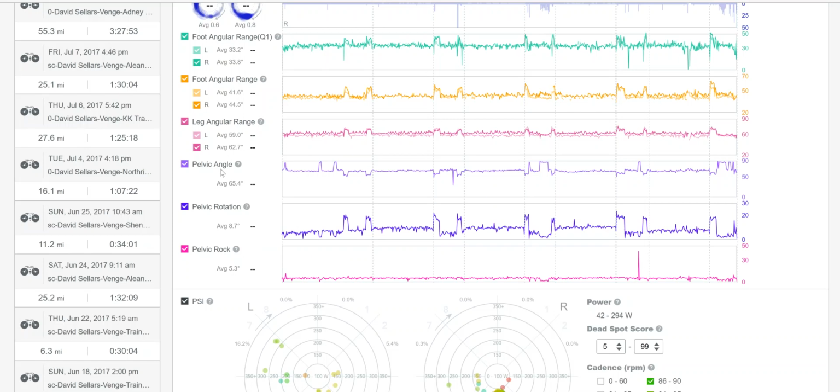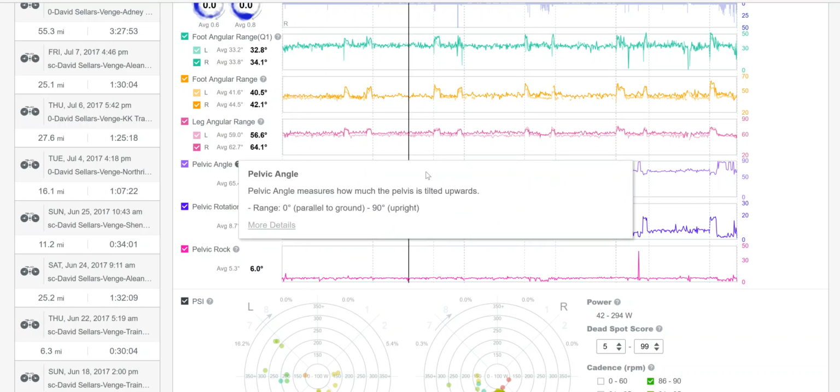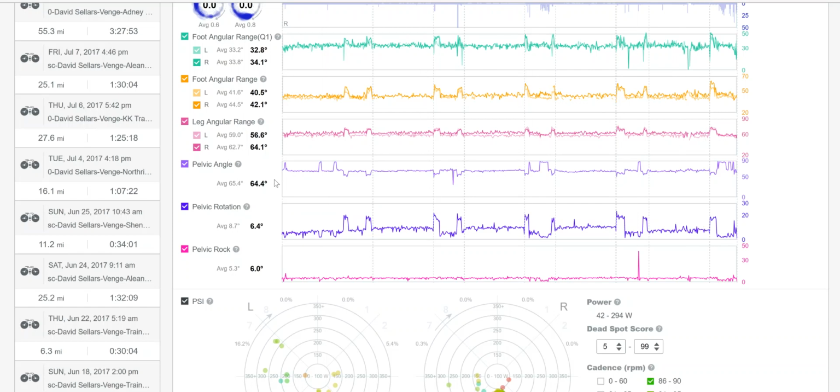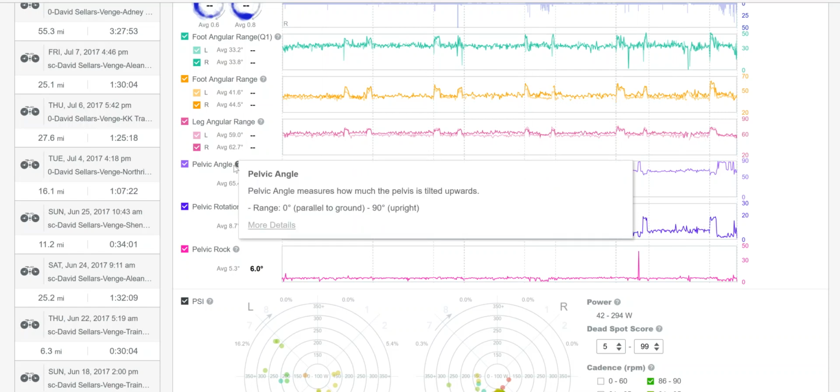So we now have pelvic angle for all users, but in the beta app we've got these other additional ones. This is a great ride because it shows us what's happening from a couple of different perspectives. So pelvic angle measures how the pelvis is tilted, right? 0 means it's parallel to the ground, and 90 means it's upright.